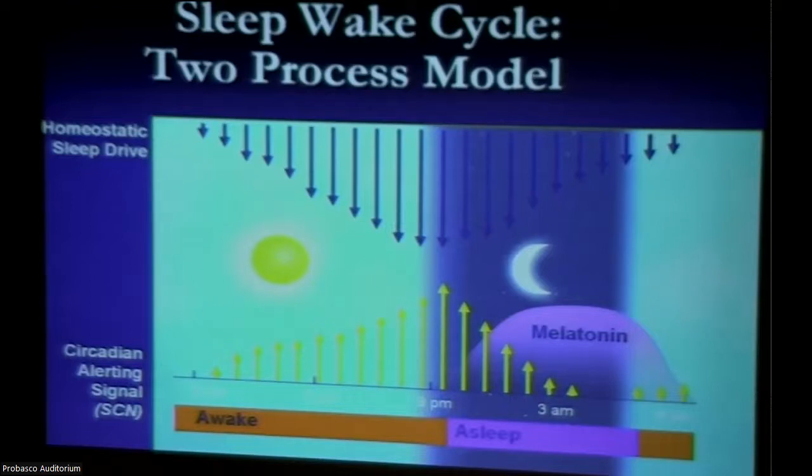But ideally, these two processes, the major sleep drive and the body temperature nadir with the start of the increase of the melatonin curve, are when you ideally want to time your sleep for optimal sleep efficiency. This is genetically determined.